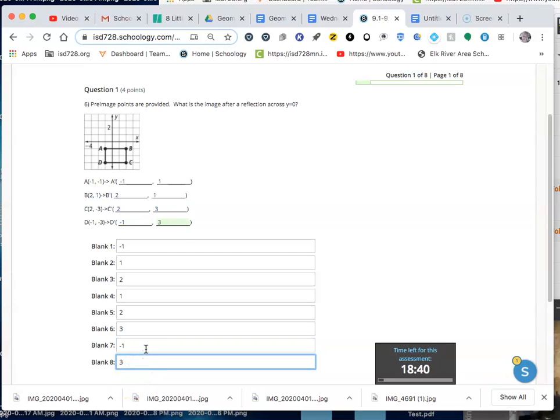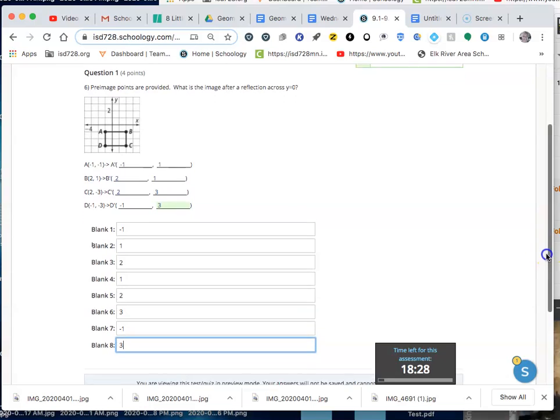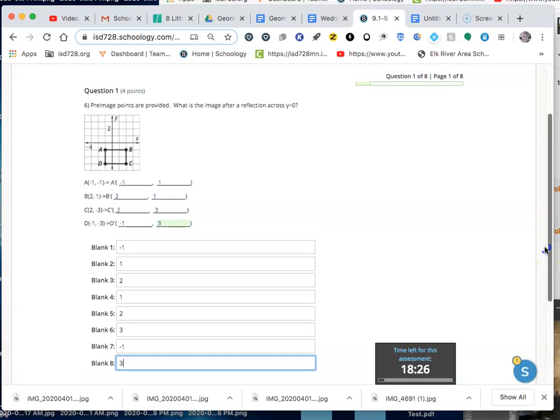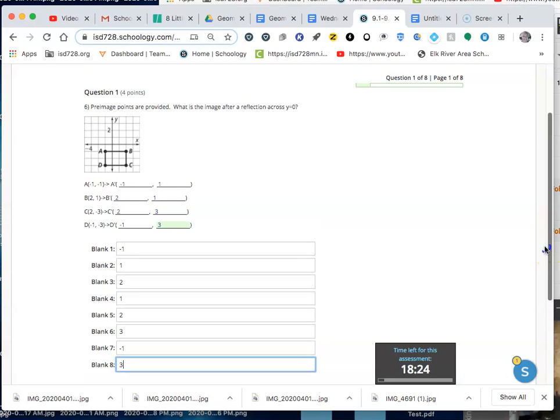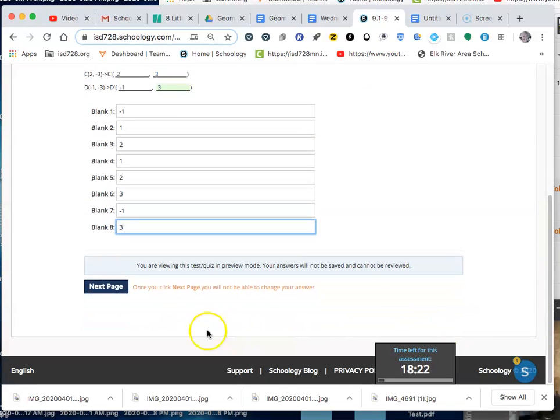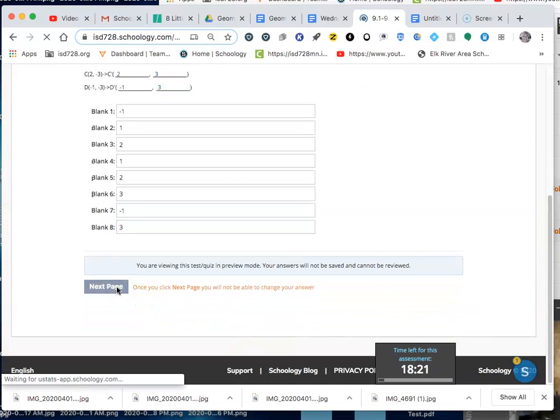Now keep in mind there's a rule: if x, y, then x is going to stay the same, and the opposite of y is my rule. So make sure you have those rules available. Okay, that's question 6. Your other questions were 8 and 4. So let's go to the next pages.